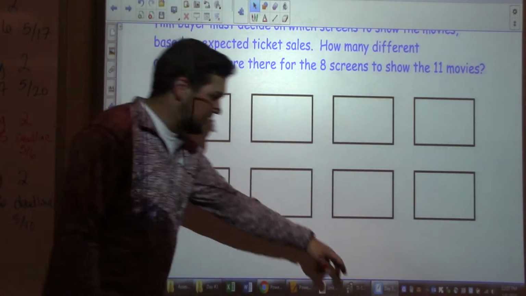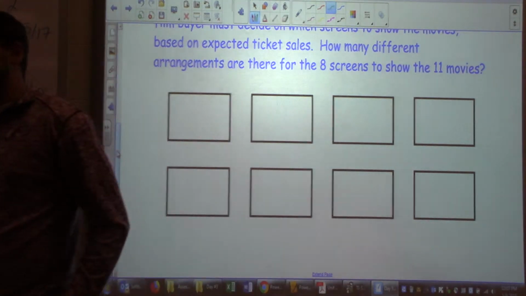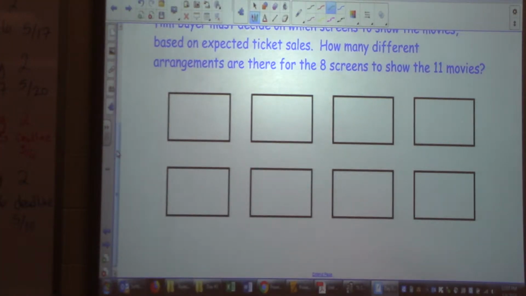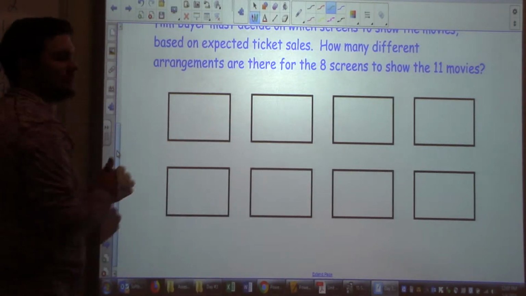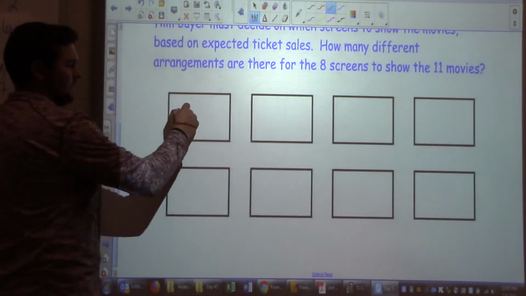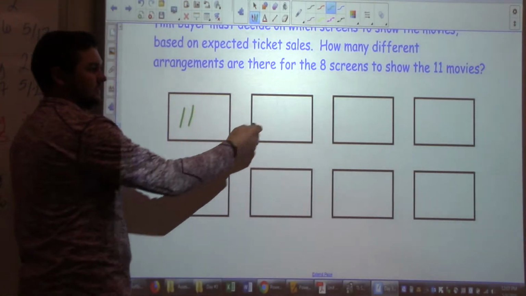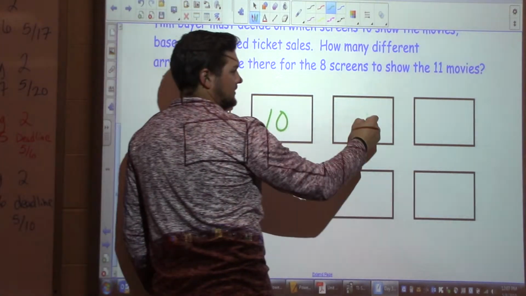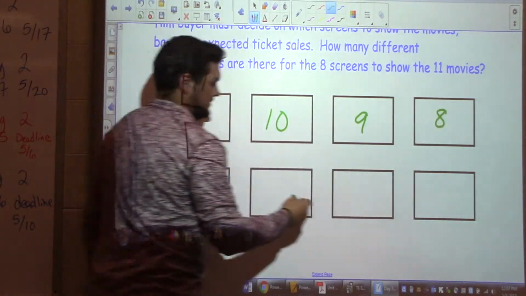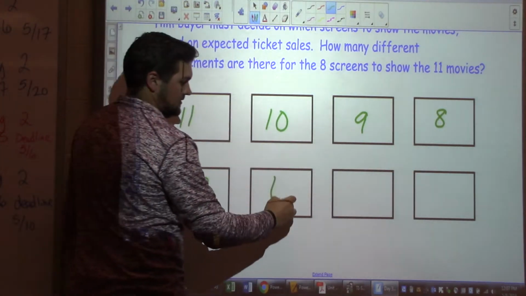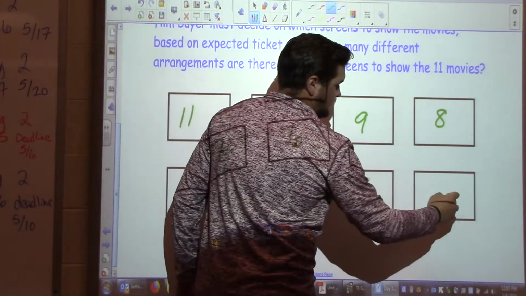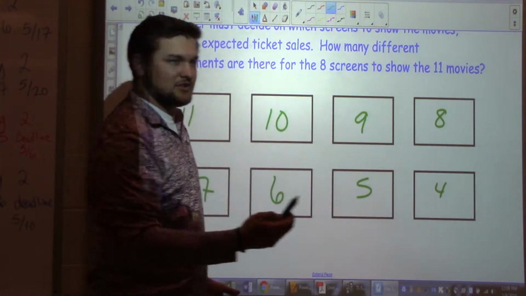Well, if these are my 8 screens, I don't want to show the same movie in 2 theaters, right? That defeats the purpose. Doesn't make any sense, right? So the first screen, how many different movies do I have to choose from? 11. Then 10. Then 9. Then 8. 7. 6. 5. 4. So this one's technically not factorial, right?